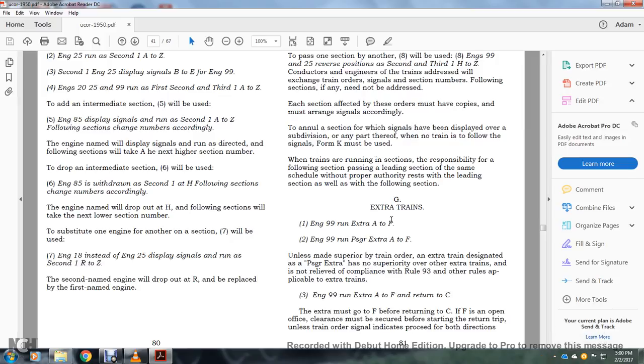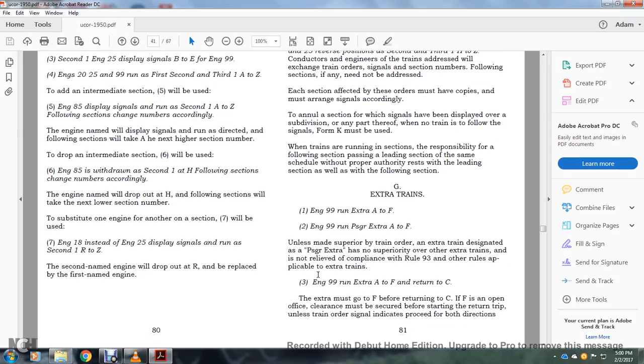Alright, G, extra trains. Engine 99 runs A to F. Engine 99 runs passenger extra A to F. Unless made by superior train order, the extra train designated as passenger extra has no superior right over the other extra trains and is not relieved of compliance with Rule 99 and other rules applicable to extra trains.